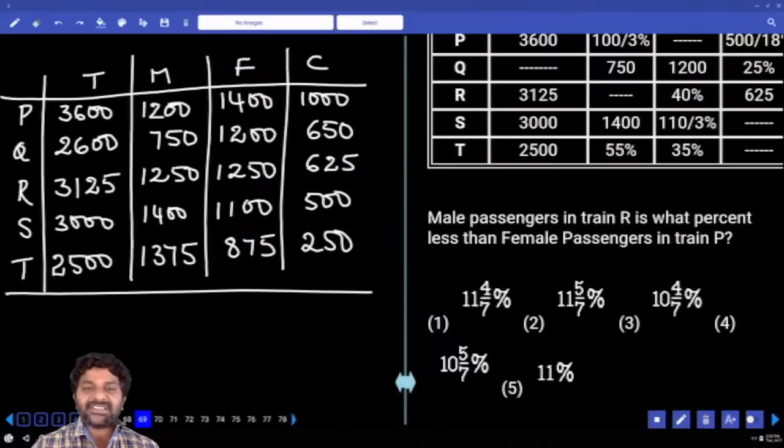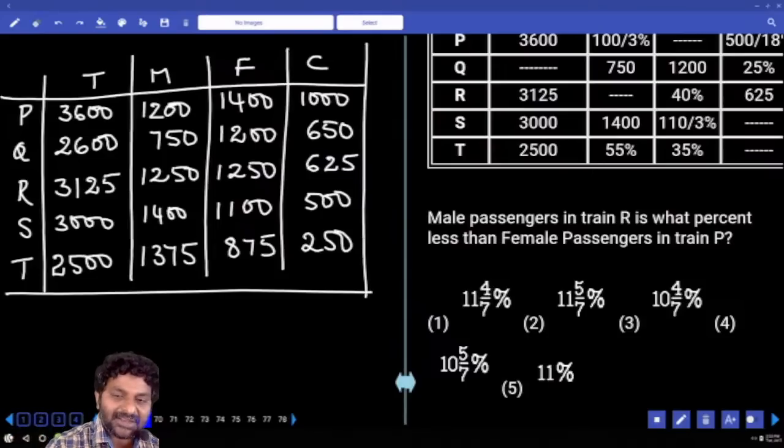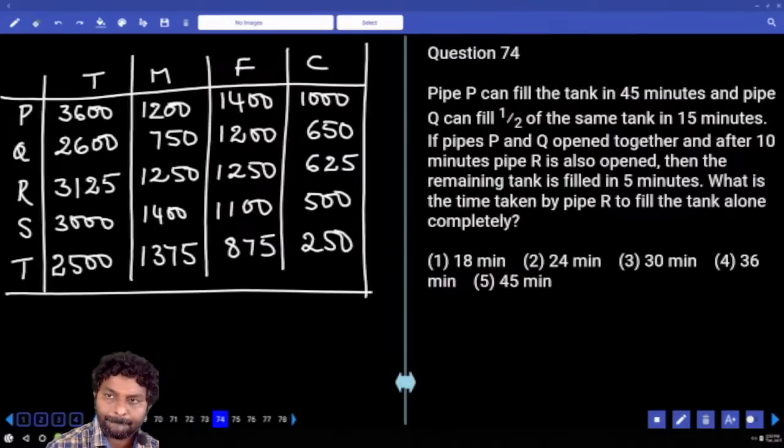Male passengers in train R is what percent less than female passengers in train P? It is comparison only. Once the table is ready, I hope you can answer all these questions. Sure? Okay. Shall I skip then? Right, 74.